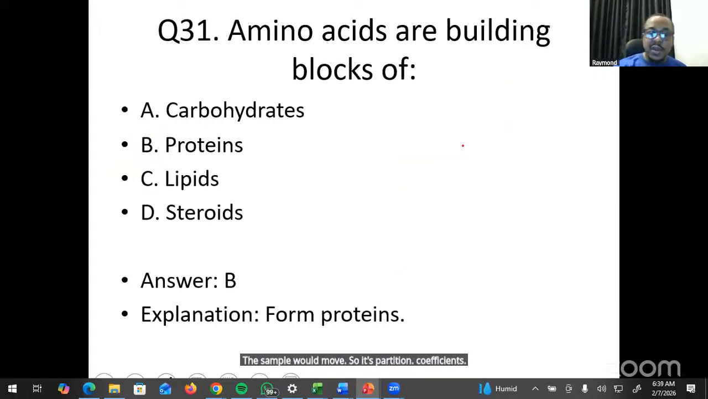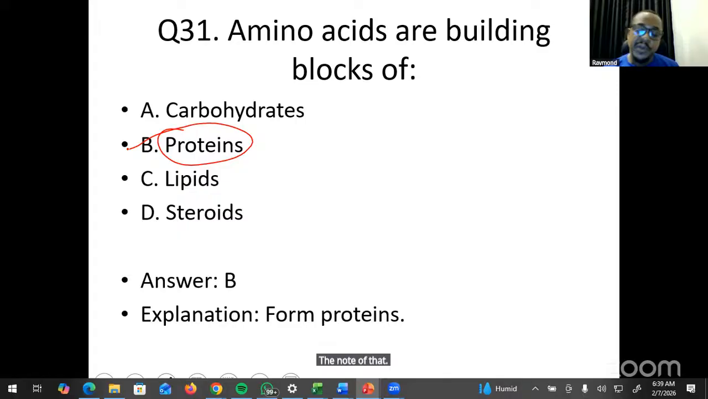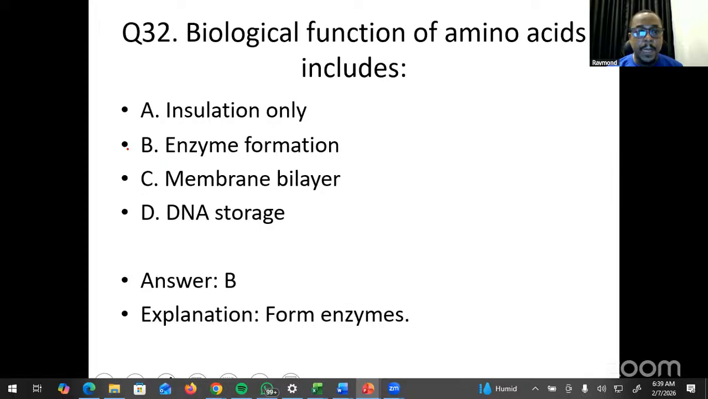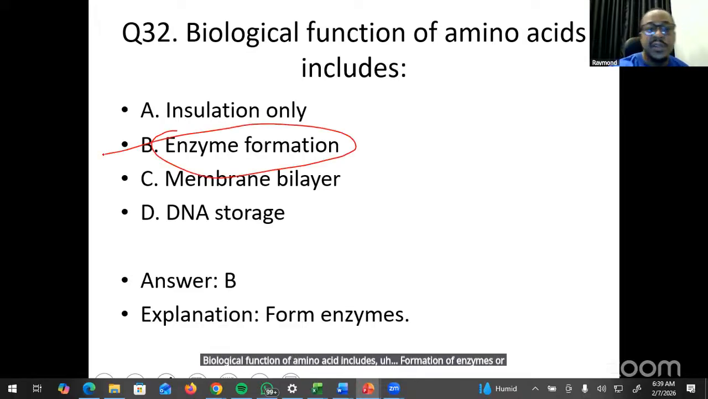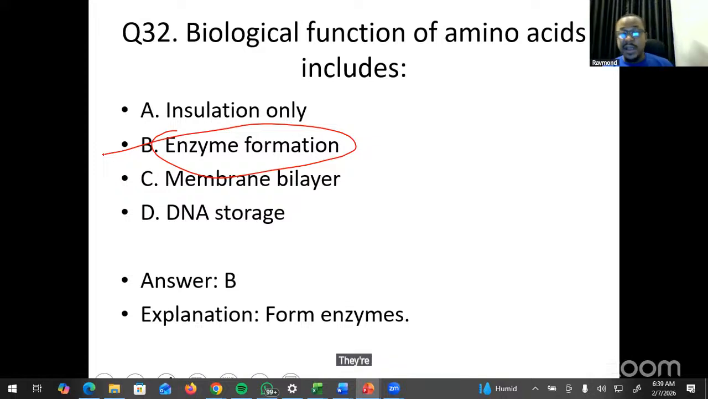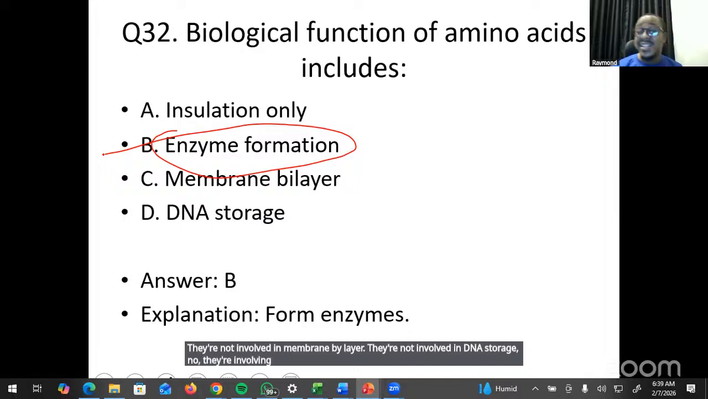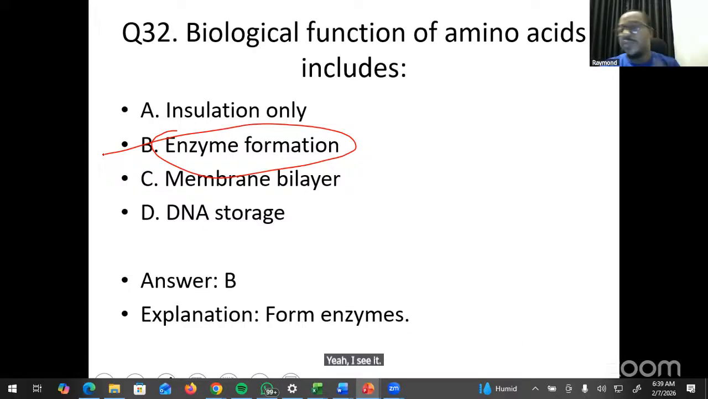Amino acids are the building blocks of proteins. Take note of that. Biological functions of amino acids include formation of enzymes or proteins. They are not involved in insulation, membrane bilayer, or DNA storage. They are involved in enzyme formation because enzymes are proteins. When we say amino acids are the building blocks of proteins, proteins can also serve as enzymes.